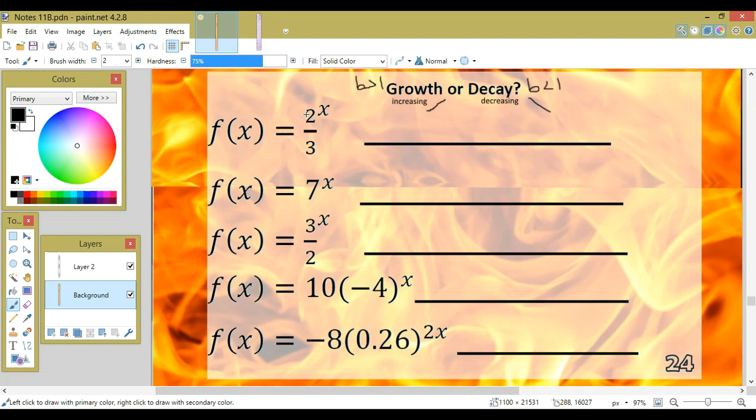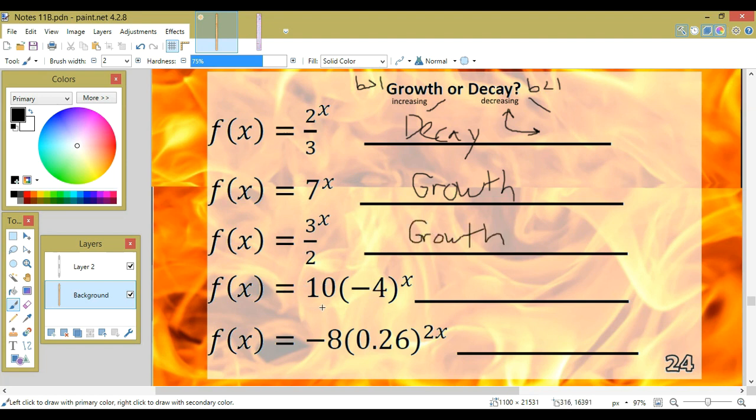So f of x equals 2/3 to the x power. The base is 2/3. 2/3 is less than 1. That means it's decay. It's decreasing. That means that the graph would look something like that. The next one, 7 to the x power. 7 to the x power is a growth because the base is 7, and 7 is bigger than 1. This next one, it is a fraction, but the numerator is larger than the denominator, so that means that it's still a growth. It's bigger than 1.